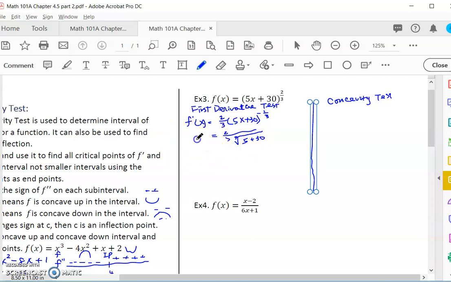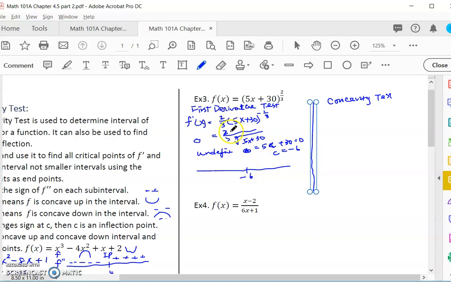So if I set this equal to 0, there's no solution because the top is 2, right? And the denominator is undefined. Undefined at x equal to, I forgot the x, undefined when 5x plus 30 equals 0. That means x equals negative 6. So I'm going to do the number line with negative 6. That's good, only have one.